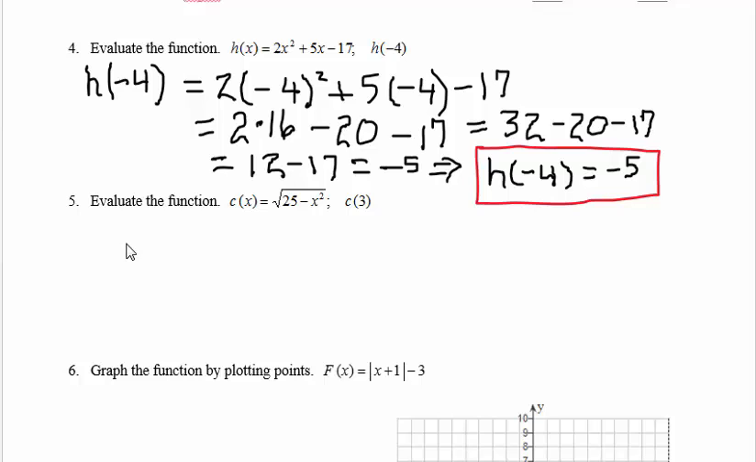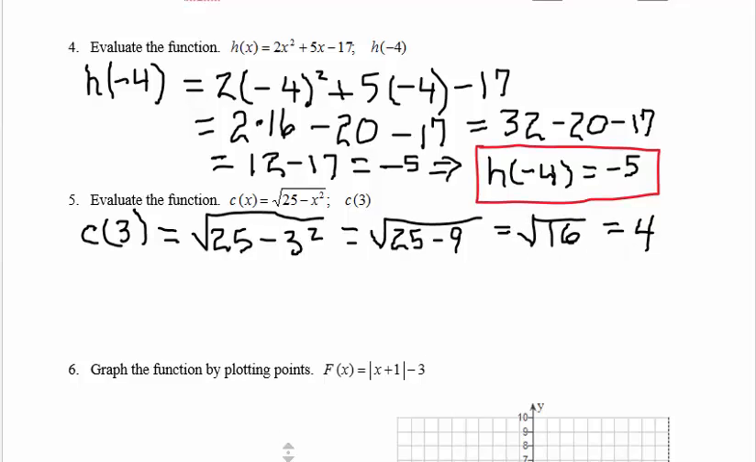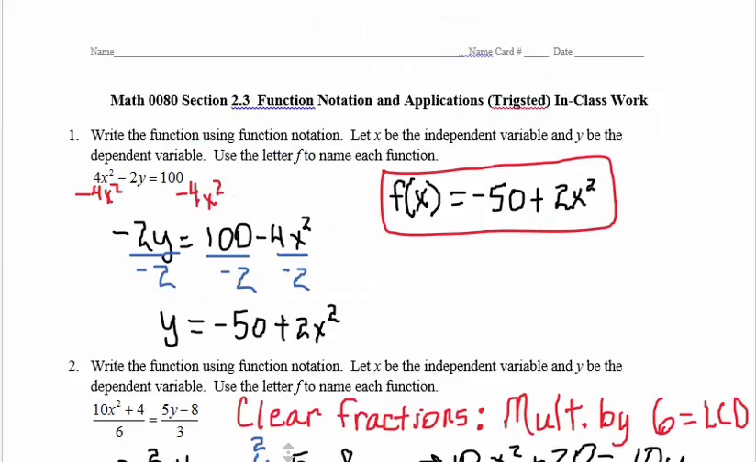Similarly, I want to evaluate c of x equals the square root of 25 minus x squared when x is 3. So that means I want to find c of 3. So that's the square root of 25 minus 3 squared, which is the square root of 25 minus 9, which is the square root of 16, which is 4. So c of 3 is 4.